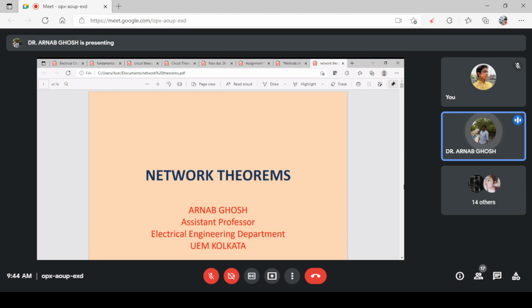So 3 conditions: if there are independent current sources, you will go for nodal analysis. If there are independent voltage sources, you will go for mesh analysis. Second point, if there is a super node, go for nodal analysis. If there is a super mesh, go for mesh analysis. And the third point is the number of equations. You have to see how many equations are formed from that circuit. The fewer the equations for a particular analysis method, you go for that analysis method.